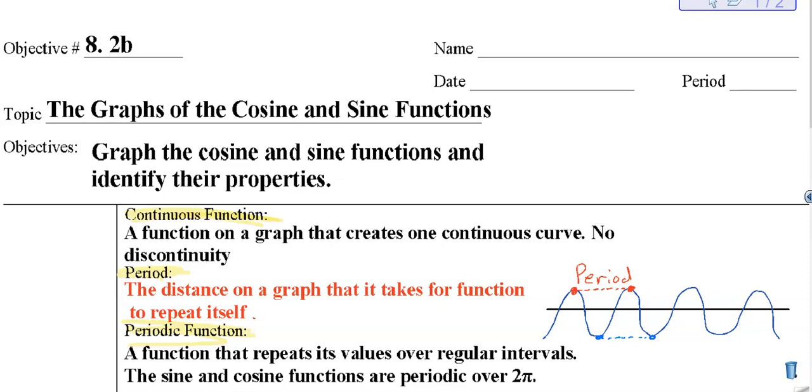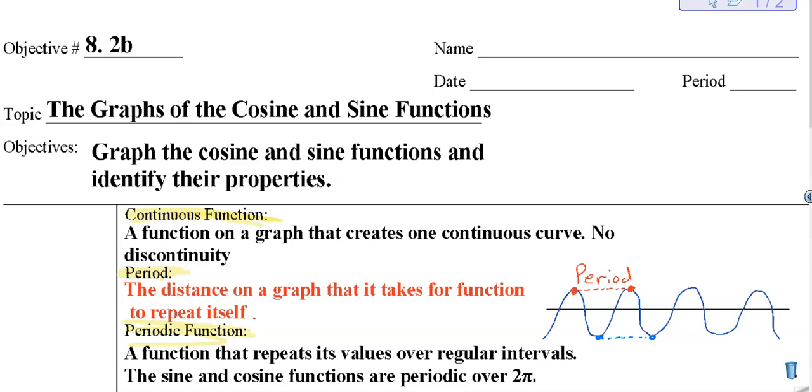Okay, so this is objective 8.2b. Today we're going to start graphing the trig functions. Okay, so today's topic is the graphs of the cosine and the sine functions. And your objectives: graph the cosine and sine function and identify their properties.